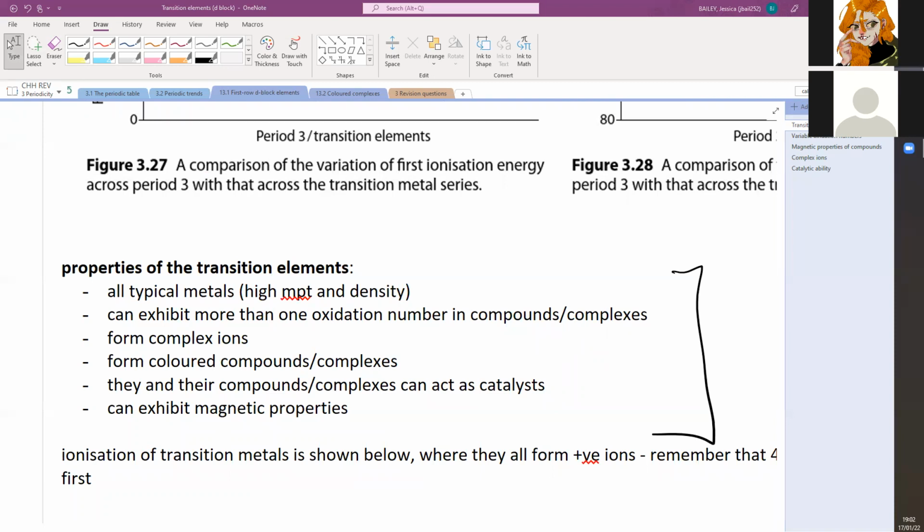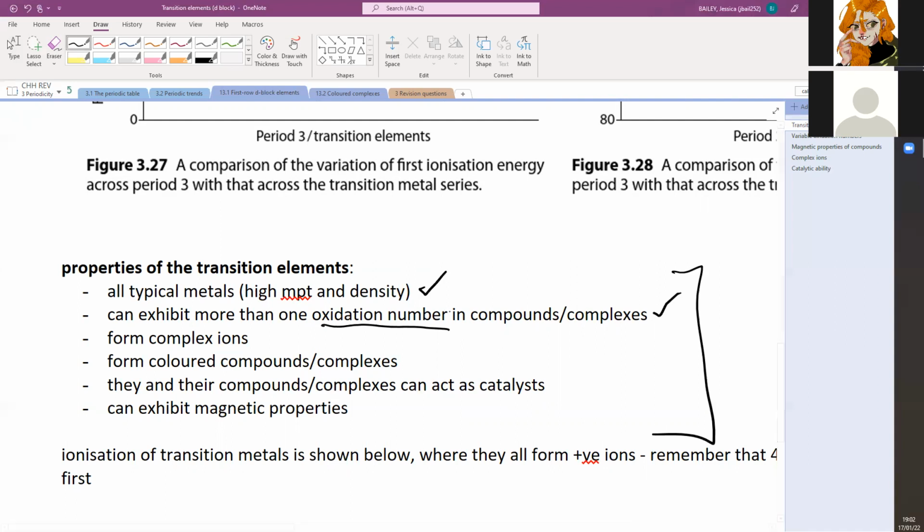So yeah, memorize those. This is relatively self-explanatory. They're metals, so they're going to exhibit properties of metals. They can form more than 1 oxidation number, so that means in that sea of delocalized electrons, they can donate 1 electron or 2 electrons or 3 electrons. It depends on which element you're talking about, but typically they can do more than 1 oxidation number. So oxidation number here basically just refers to how many electrons it's donating.